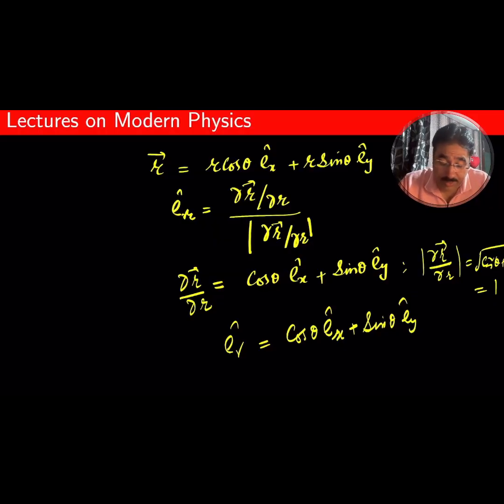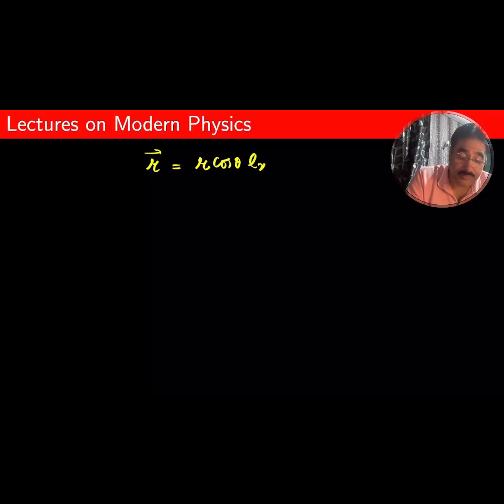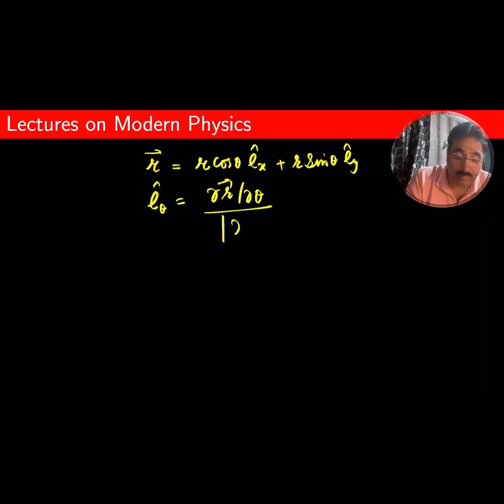Now, what would be E theta? So we want to find E theta. How would we find E theta? So again, I write what is R? R is R cos theta EX plus R sin theta EY. Now I want to find E theta. What will I do? I will differentiate R with respect to theta and then divide by the magnitude of that.